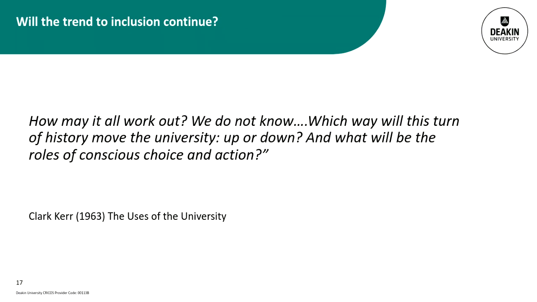To consider this notion of inclusion, how it might be changing across time, I've got up on screen a quote from one of my favourite books on higher education, from Clark Kerr, formerly the president of the University of California, and The Uses of the University. And whilst this quote is about universities and not necessarily disability or inclusion, I think if you substitute disability and inclusion for university in this quote, it gets to the spirit of what I'm encouraging you to think about. So how may it all work out? We do not know. Which way will this turn? And if history move the university up or down, and what will be the roles of conscious choice and action?